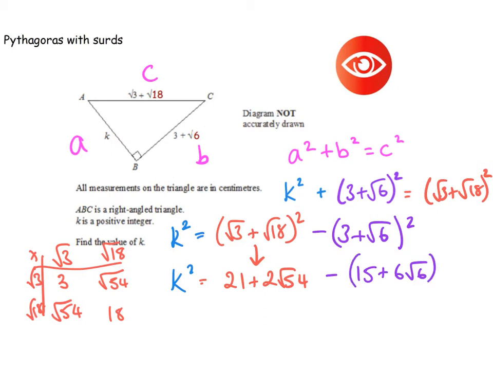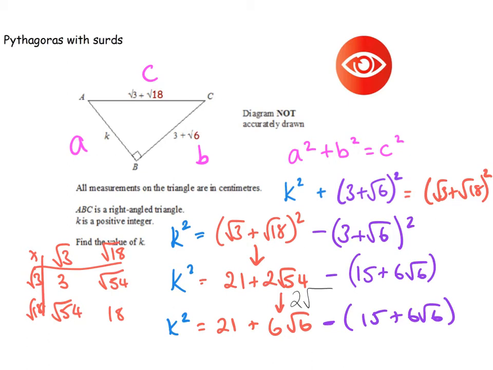Now let's simplify that third there. So that leaves me with k squared is equal to 21 plus 6 root 6. And then I've got to minus the bracket. Now for those that aren't sure, let me just go through how to simplify this. So you've got 2 root 9 times 6. You can square root the 9 to get 3. So then 3 times the 2 will give you that 6. And then you keep that root 6 the same as it is there.